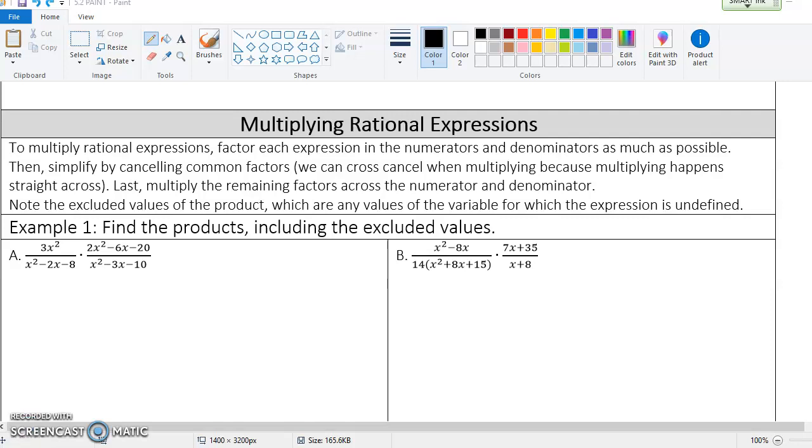Hey everybody. Today we're going to jump into lesson 5.2, which is multiplying rational expressions.